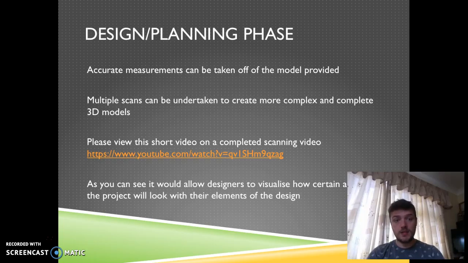Again, I have attached a link for you to have a look at a short presentation of a 3D scan being undertaken and the final product.